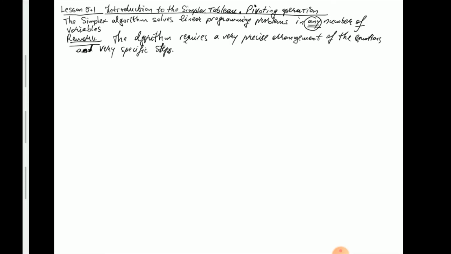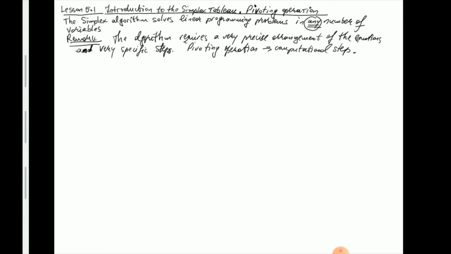And for that reason, we're going to spend lesson 5.1 learning how to arrange the problem in that specific form, and also how to perform the computational step that you have to perform several times repeatedly in the algorithm, the so-called pivoting operation. So the pivoting operation is the computational step in the algorithm. But before we get to that pivoting operation, the most important thing is to learn how to arrange the problem in the required form.